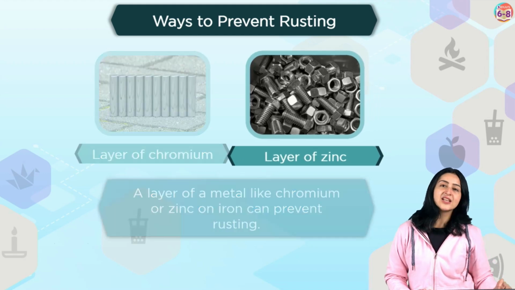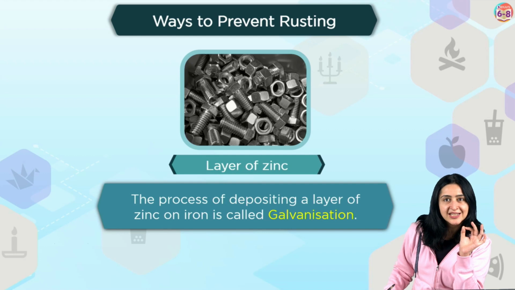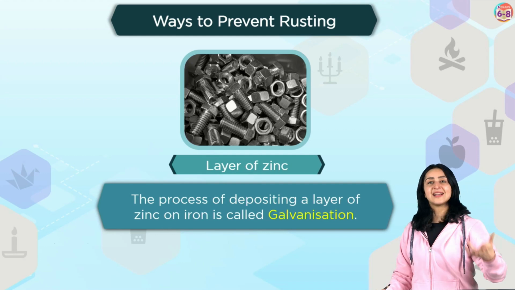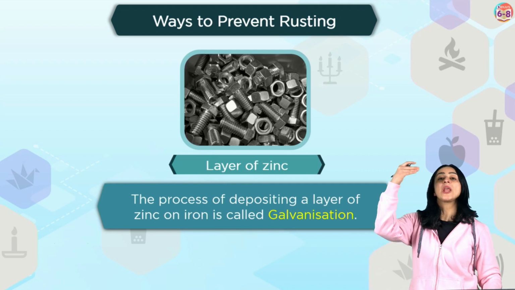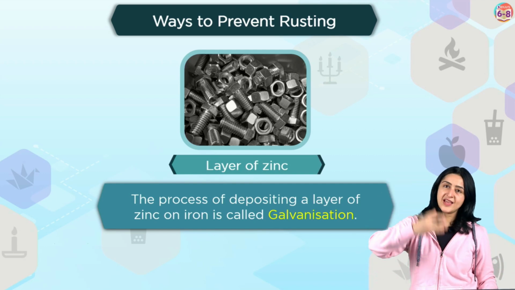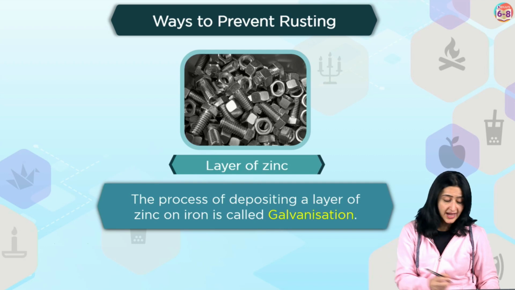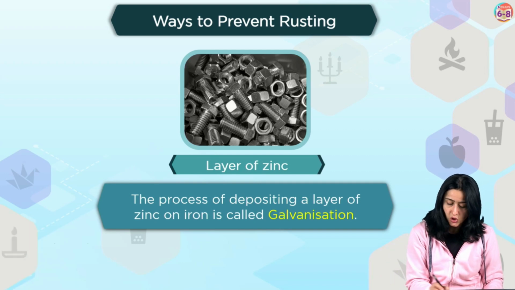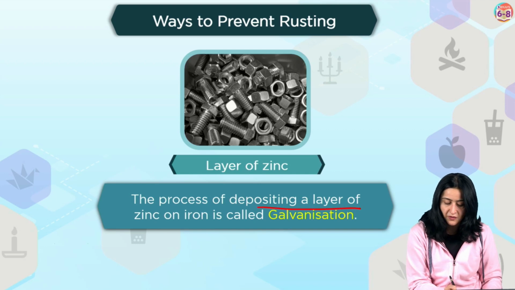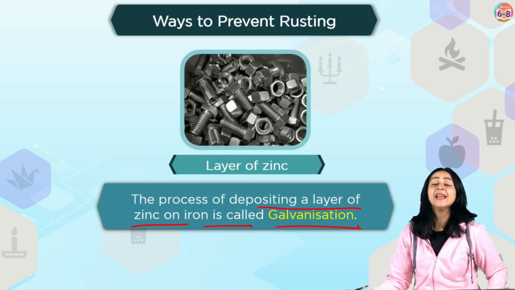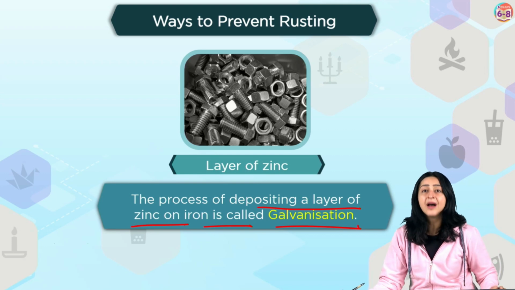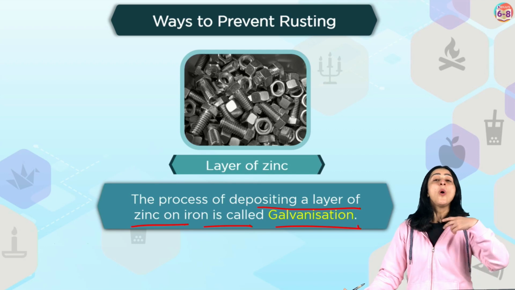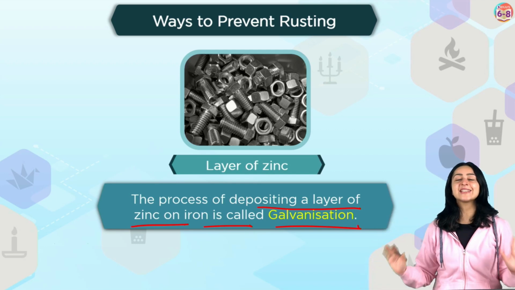Now, some of you in our live sessions have asked me questions about the process of galvanization. What is galvanization? Galvanization is very simple. It is a process of preventing rusting. In this, again, we are putting a coating on top of that iron substance. What is that coating made of? That coating is basically made of zinc. So, the process of depositing a layer of zinc on iron is called galvanization. Just remember, any iron substance, if you put a layer of zinc on it, this is called galvanization. What does galvanization do? It prevents rusting.